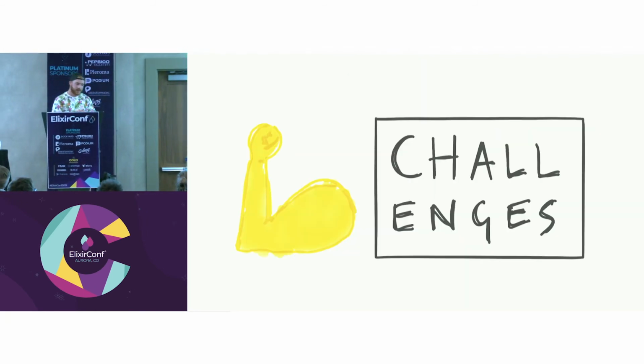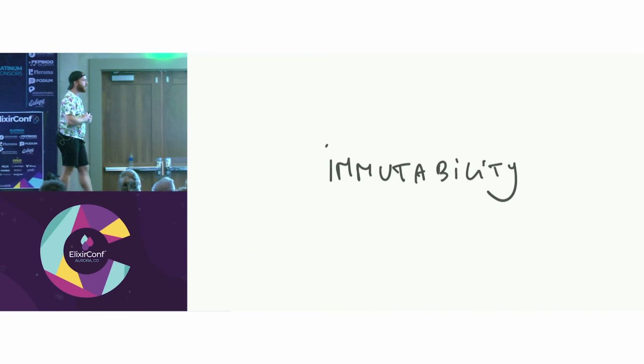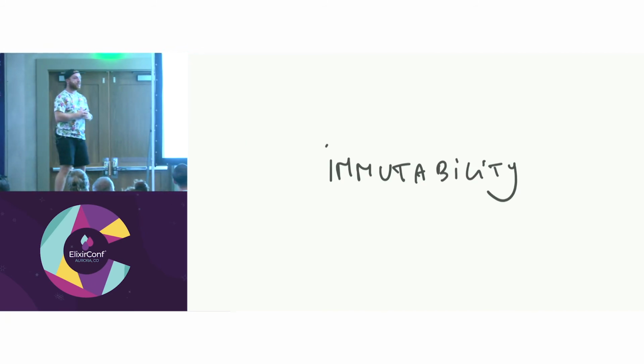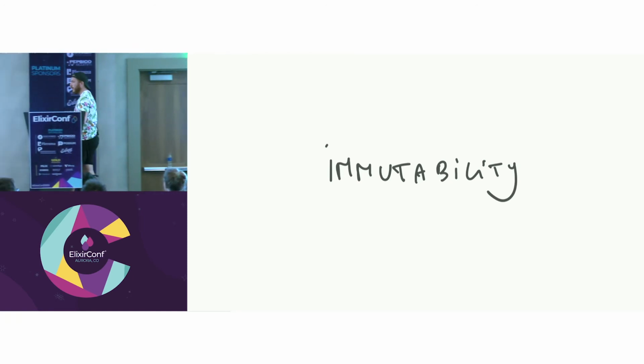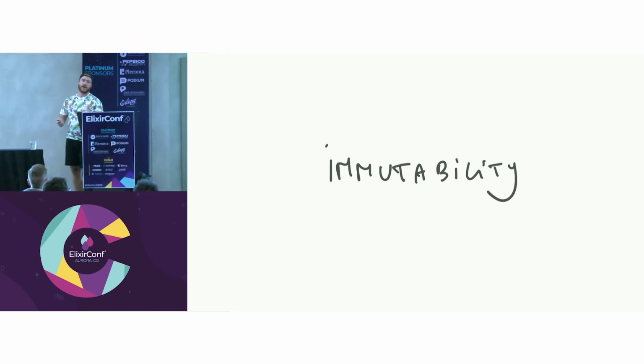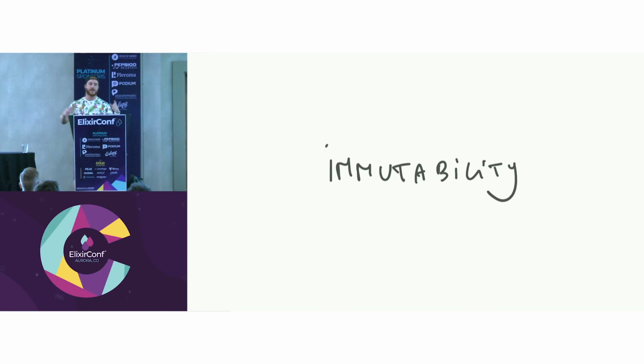Now let's talk about challenges that we had while building Mint. The first challenge was immutability. It's really hard, it turns out, to do a bunch of stuff when you have an immutable thing, because, for example, you can't share a Mint connection between processes.